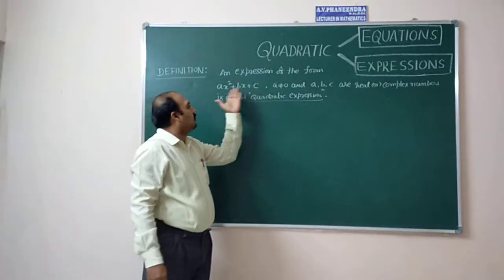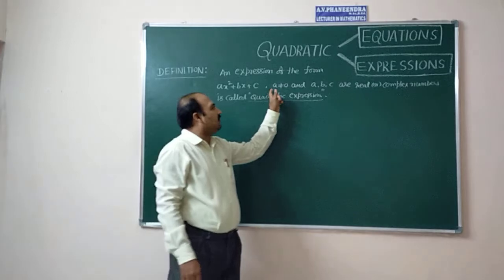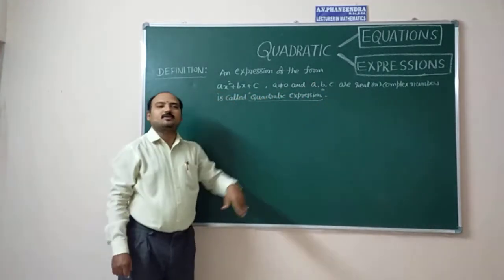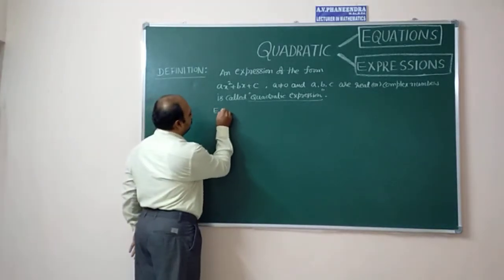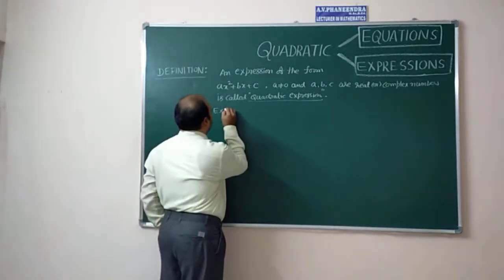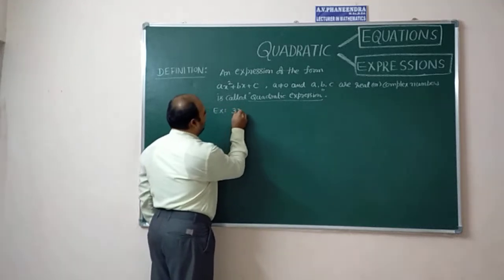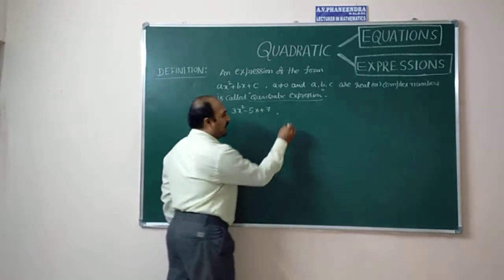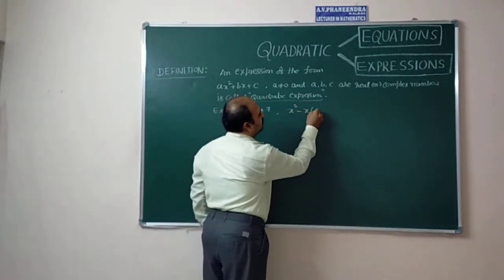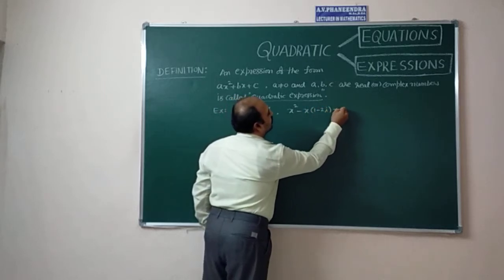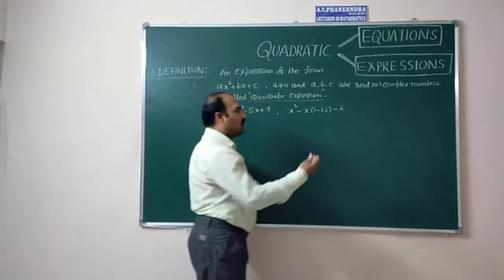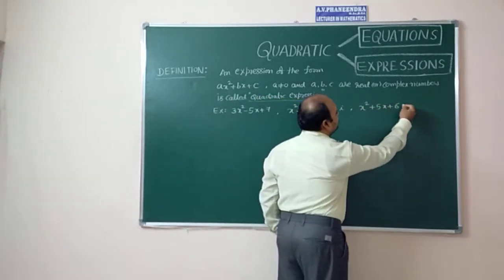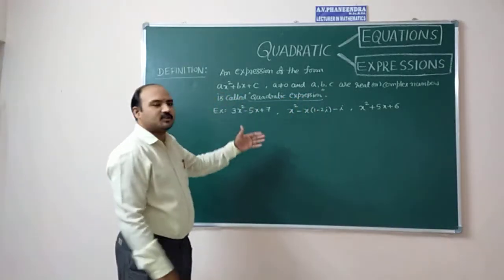An expression of the form ax square plus bx plus c, where a is not equal to 0 and a, b, c are real or complex numbers, is called a quadratic expression. For example, 3x square minus 5x plus 7, x square minus x into (1 minus 2i) minus i. One other example, x square plus 5x plus 6. These are examples of quadratic expressions.